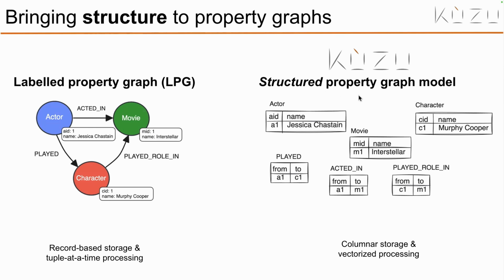And this becomes really important and easy to understand when you actually look at the mappings between these two data models. You essentially have tables in Kuzu that model the actor, movie, characters, and so on. But this is conceptually equivalent to a labeled property graph model.